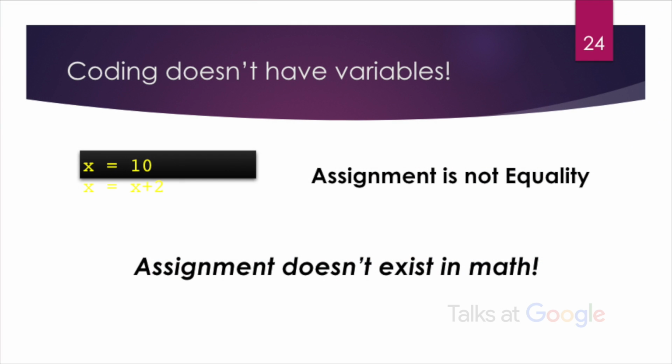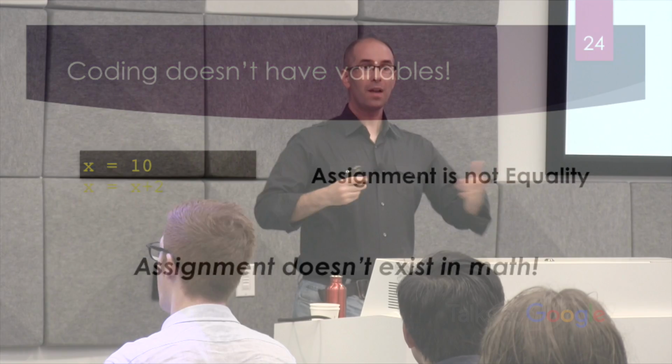Coding also doesn't have variables for the most part. Here's a classic example from Python. X equals 10. And now x equals x plus 2. When you run this program, what's the final value of x? Class? Fantastic. Actually, no, that's not right at all. I'm a math teacher. This is nonsense. And you can probably guess why.